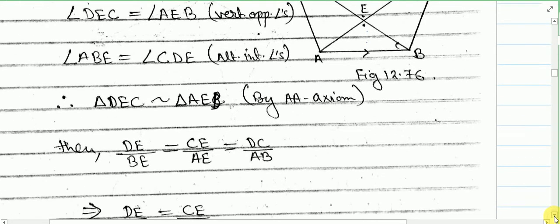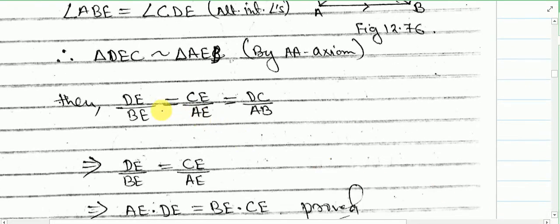So you can pause the video and write. And since these two triangles are similar, sides are proportional. Corresponding sides are proportional, and we need only these two. So take this and here do the cross multiplication and you are done. Your proof is done. So you can pause the video and you can write it down.